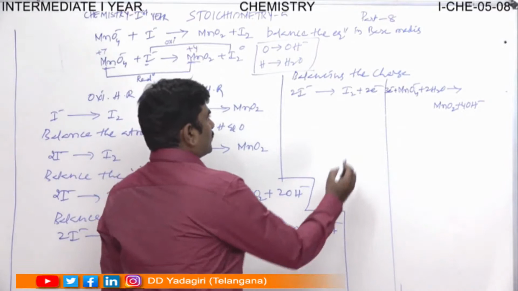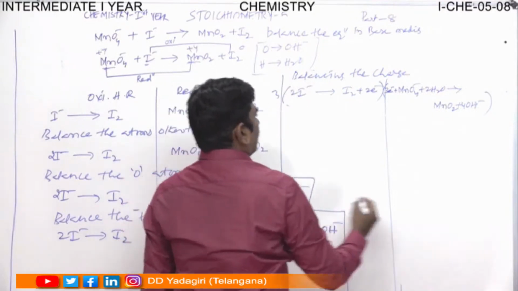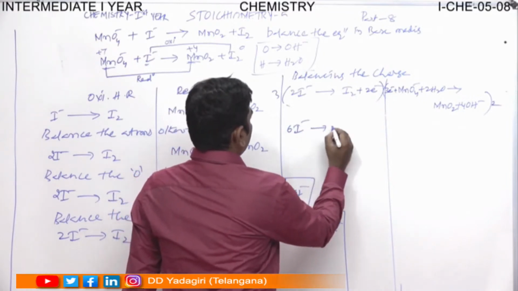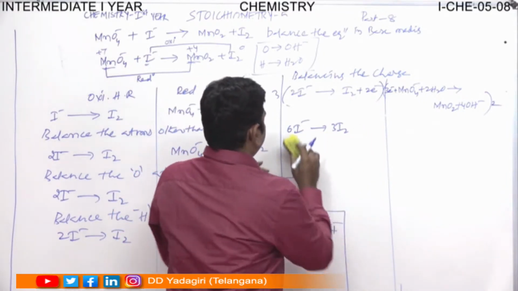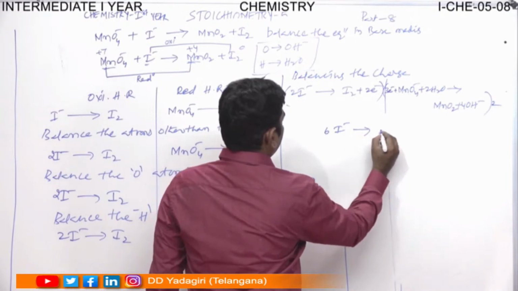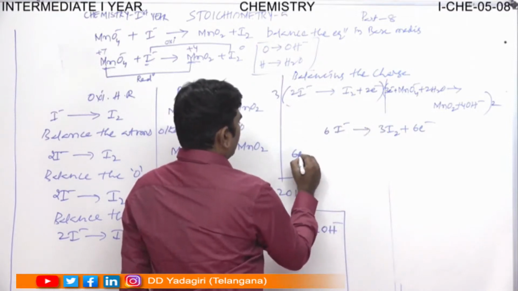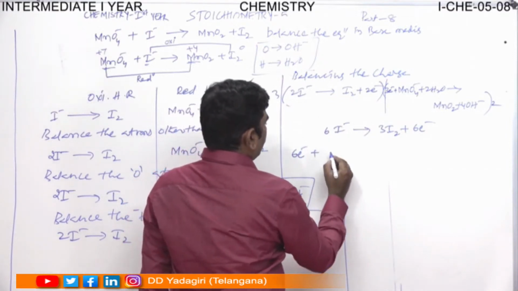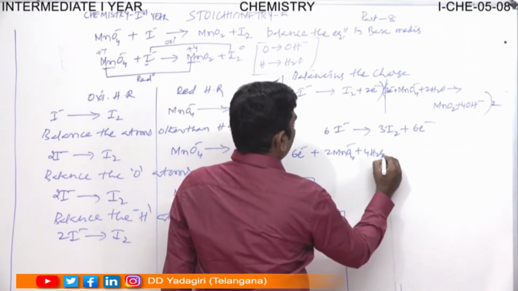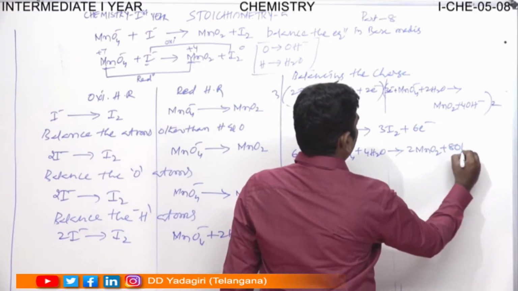Therefore, multiply the equation with a suitable number. I'm multiplying this equation with 3 and the other equation with 2. Now the answer is 6I minus will give 3I2 plus 6 electrons. There 6 electrons plus 2 MnO4 minus plus 4 H2O will give 2 MnO2 plus 8 OH minus.